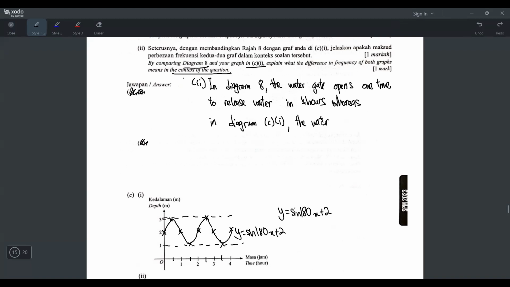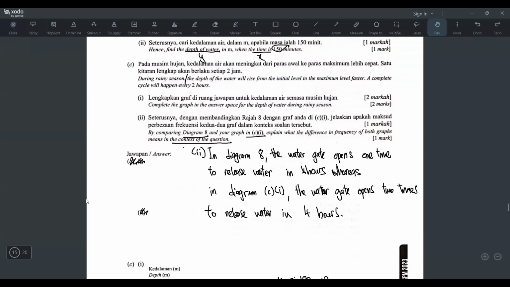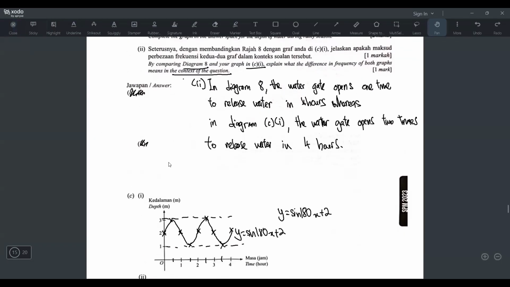Okay, the water gate opens 2 times to release water in 4 hours. Okay, so diagram 8 release water, the water gate opens 1 time in 4 hours, but in diagram C1 dia punya water gate open 2 kali in 4 hours. Okay, so that is the difference lah. Okay, so sudah siap.